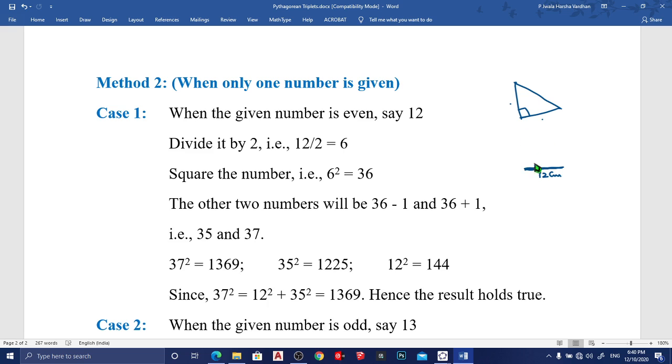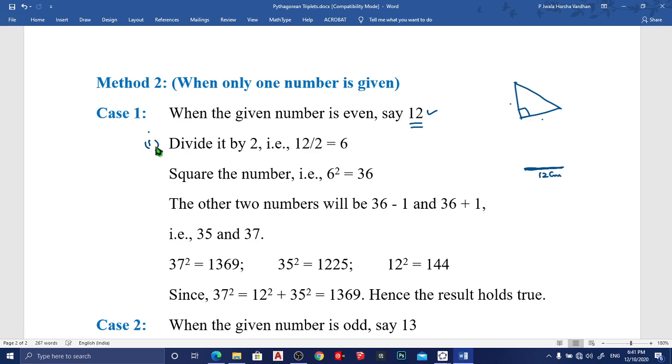If the given side also belongs to a Pythagorean triplet, only then can you construct it. So the remaining two sides you have to find out. Here two cases are there. What are the cases? If the given number is an even number, and if the given number is an odd number. For example, if the given number is an even number, here I have taken 12 centimeters, which is an even number. What is the first step?